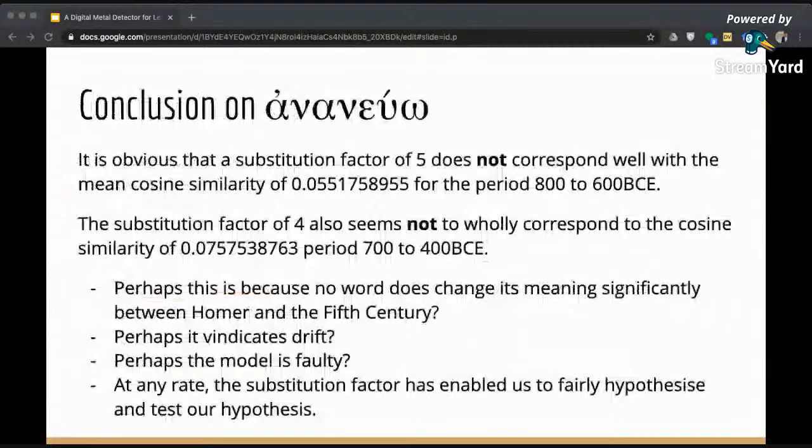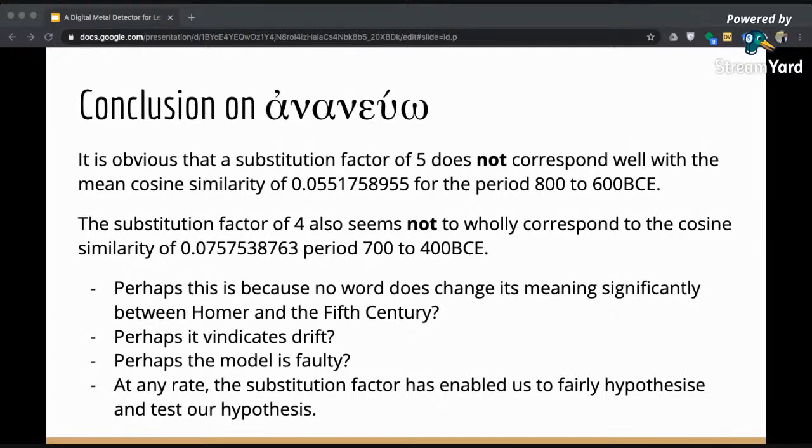So the conclusion on ananeuo is it's obvious that a substitution factor of 5 is not corresponding well with the mean cosine similarity of 0.055. And the substitution factor of 4 does not wholly correspond to the cosine similarity of 0.075 there. So, as I've already said, perhaps this is because no word does change its meaning significantly during this time period. I'm not sure about that one.